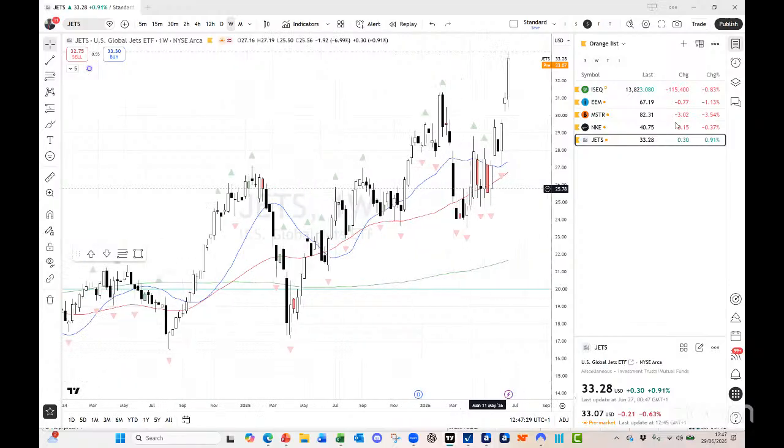Okay, finally, Jets. All right, Jets, who are they? That is the airline industry ETF. It says it gives exposure to global airlines, though it's mostly US airlines and travel names. So it's a kind of a reflection of that.